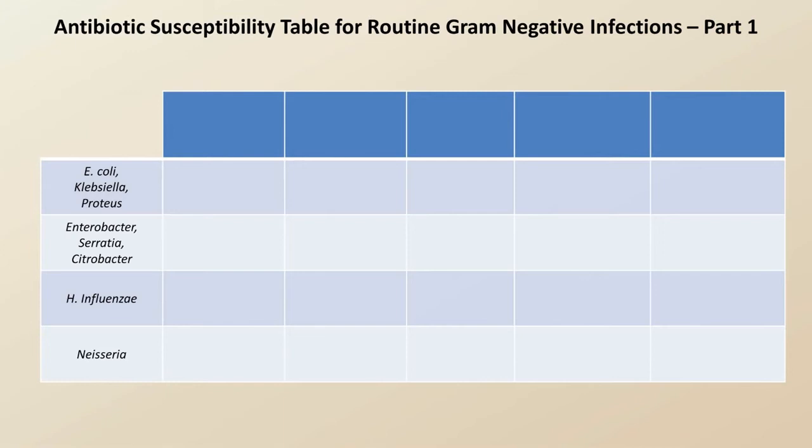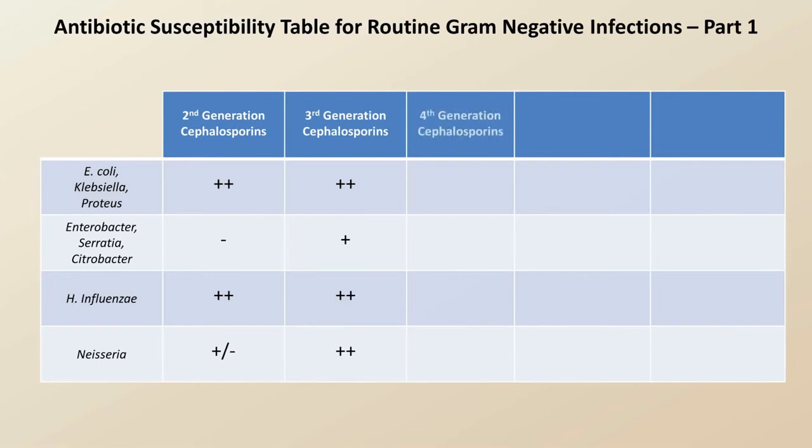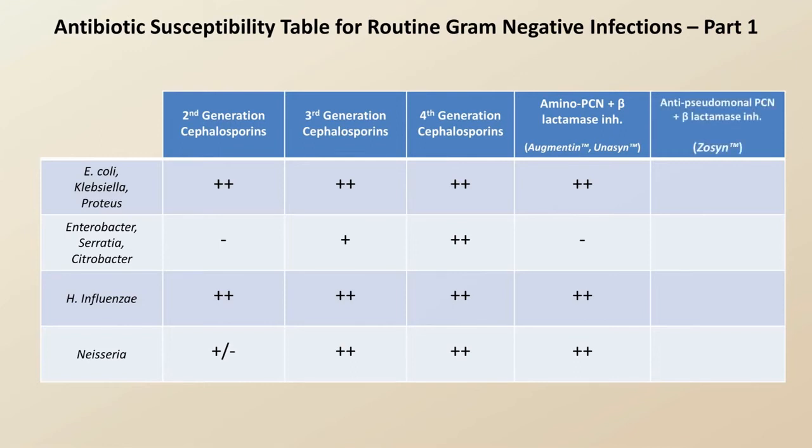As the first generation cephalosporins have poor gram-negative coverage, I'll start just with the second generation, which cover the E. coli Klebsiella Proteus group very well, along with H. flu. The third generation cephalosporins add good Neisseria coverage and some activity against the Enterobacter Serratia Citrobacter group. And the fourth generation cephalosporins, predominantly cefepime, shows excellent activity against all of these. Combinations of aminopenicillins and beta-lactamase inhibitors, as in Augmentin and Unasyn, have excellent coverage of everything listed but the Enterobacter Serratia Citrobacter group. And the anti-pseudomonal penicillin beta-lactamase inhibitor combo, Zosyn, has great coverage of routine gram-negatives that is equal or near equal to cefepime.